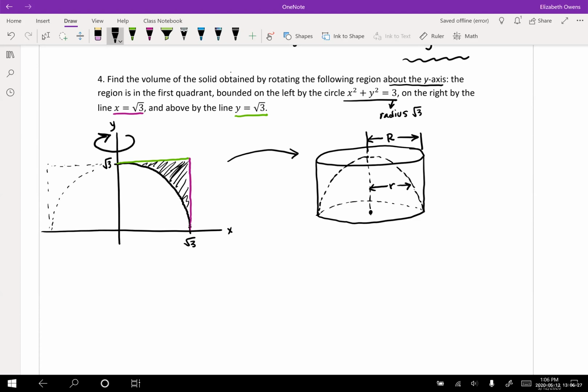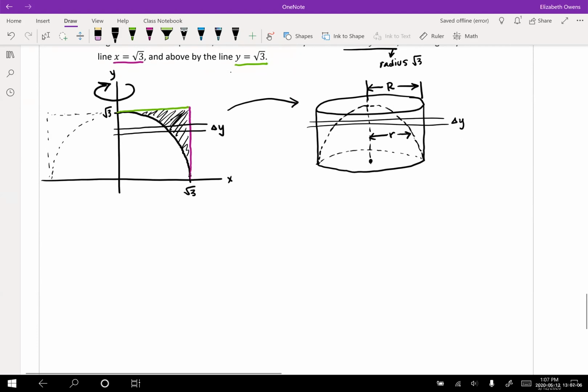We can also see here, if we want to get the nice circular cross sections, we are going to need to slice this horizontally, like this. Otherwise, our method here would not work. You can also figure that out by seeing that we're going about the y-axis. So we're going to slice little changes in y, and we're going to do everything with respect to y here. So, slice like so. And our slice would be a washer shape.